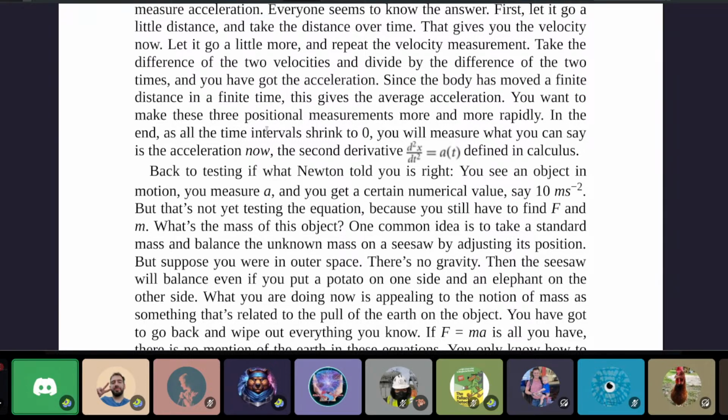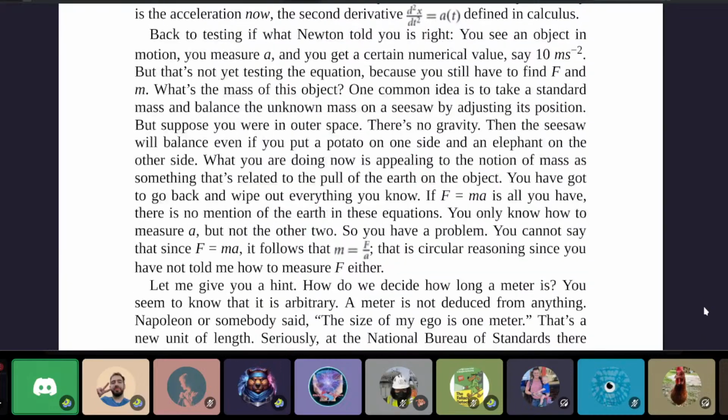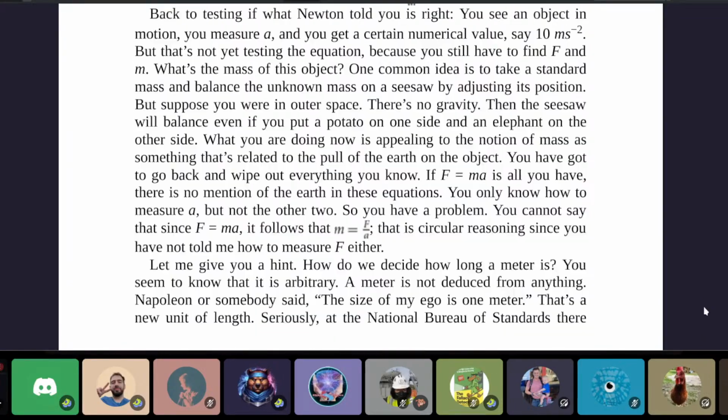You want to make these three positional measurements more and more rapidly. In the end, as all the time intervals shrink to 0, you will measure what you can say is the acceleration now. The second derivative equals a of t, defined in calculus.